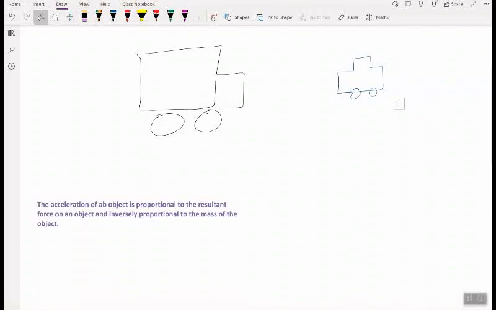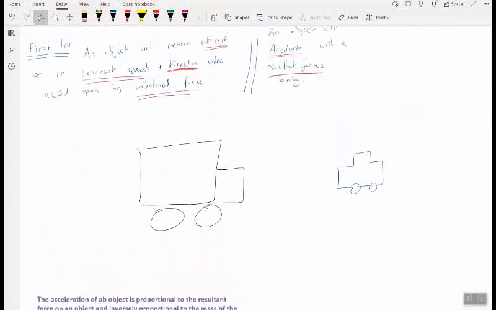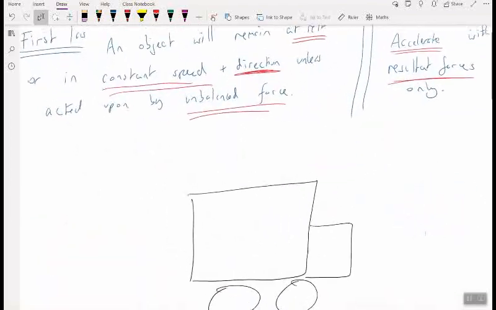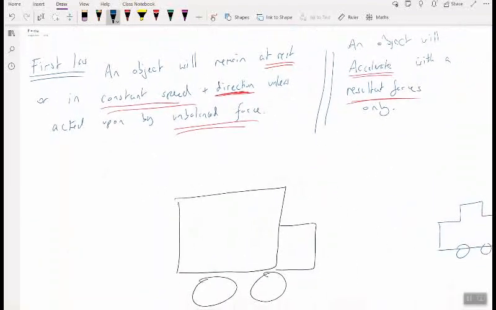So here we're going to talk about the second law of motion, or Newton's second law, or otherwise just known simply as F equals ma. Let's quickly remind ourselves of Newton's first law: an object will remain at rest or at constant speed and direction unless acted upon by an unbalanced force, or a resultant force. We said simply that could be remembered as an object would accelerate with resultant forces only. It needs a resultant force to accelerate or decelerate.